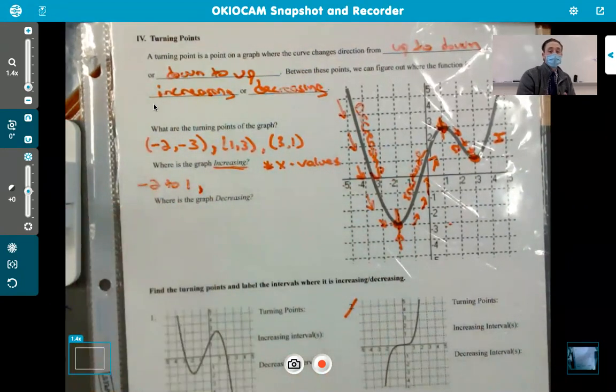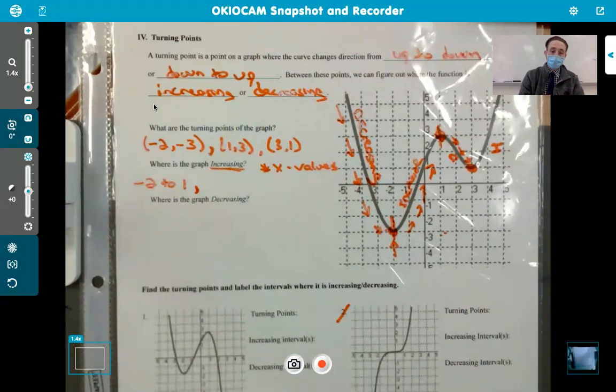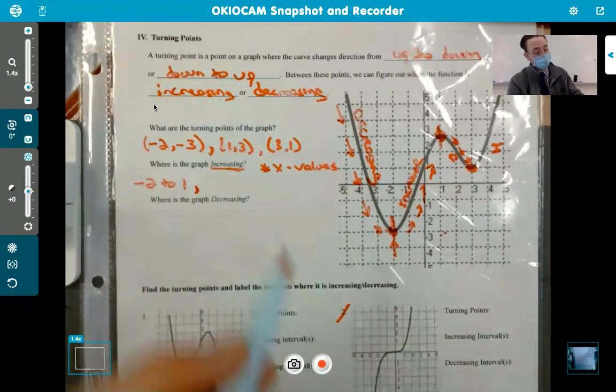Where else do I start to increase? What's the point where I increase again? So from 3.